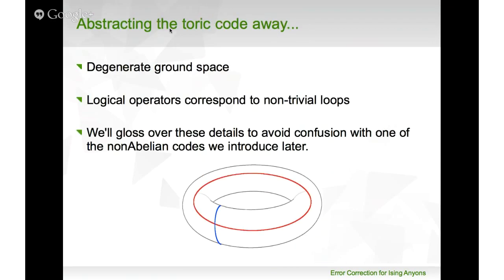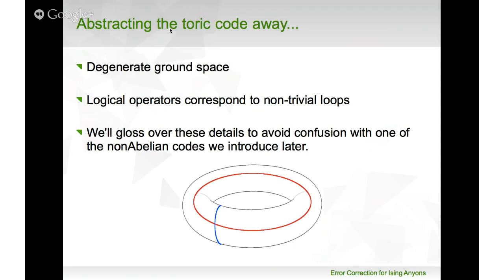Okay, so there are a few other features that are present that tend to generalize but are less important for this talk. One very important feature of the toric code is that it's the degenerate ground space of a local Hamiltonian. And so this means that we can try to find ways to implement it in physical systems. I mentioned that the logical operators correspond to non-trivial loops, but I haven't really gone into any details about that because it might cause some confusion with one of the error correcting codes that I introduced later. So I'm not going to go into any more details about the toric code.